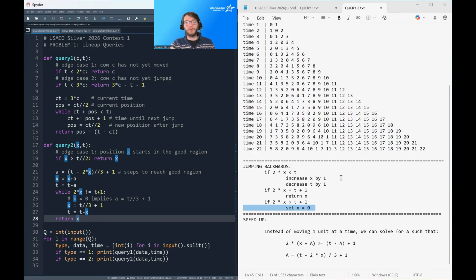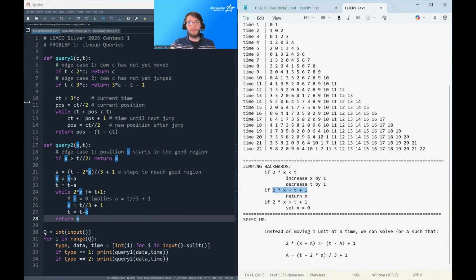And a good question that will probably be going through a lot of people's heads at this moment is, what is so special about 2 times x plus t plus 1 being equal to t plus 1? This, again, is just the idea of representing the first moment in time where a cow starts moving. So when this equation is true, this is right before the cow starts moving for the first time. So here, cow 4 starts moving for the first time right after time 7. Cow 7 starts moving right after time 13. So when this equation is satisfied, that represents the moment in time the cow is about to start moving.